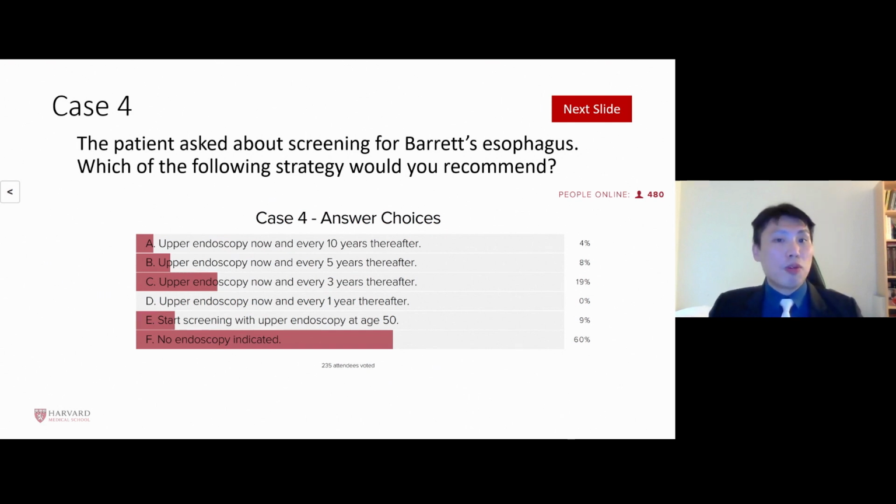So going back to case 4, this patient who is healthy, an African-American woman, young, thin, doesn't smoke, doesn't drink, and has no family history. There really is no endoscopy indicated because she doesn't have many risk factors.